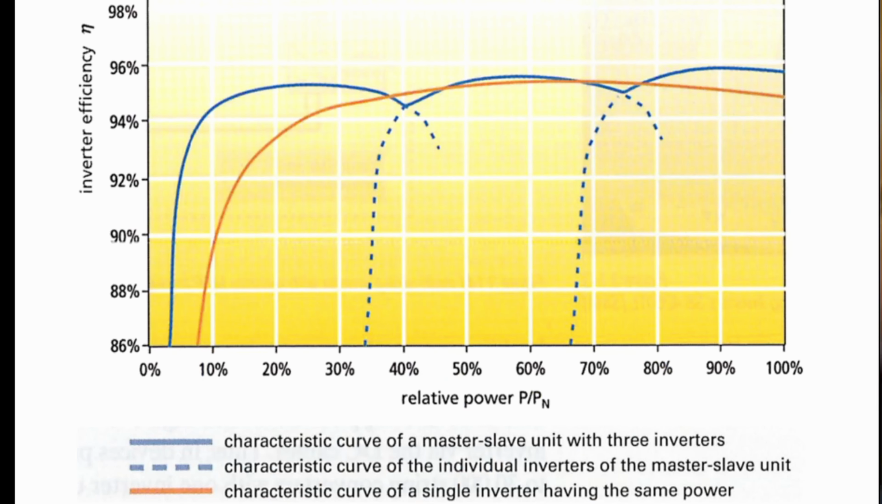Here you see that. One inverter alone has the orange curve. So for partial load, especially below 20% of load, the efficiency gets really bad. If you have a master-slave concept, even at the partial load of 20%, you have quite a good conversion efficiency. There are 3 inverters in a master-slave concept. You see a blue line here.